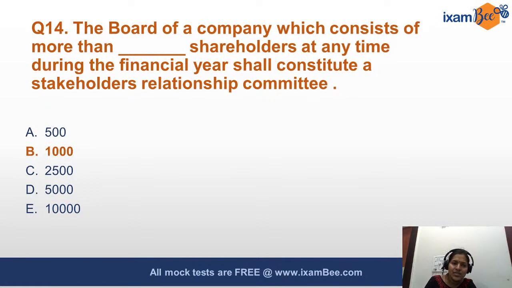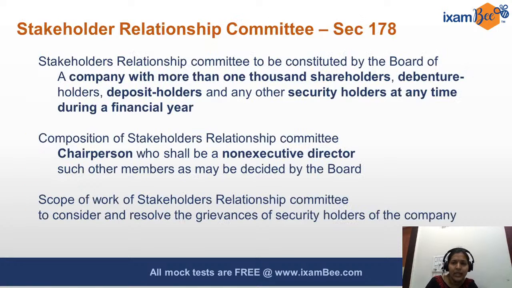So it is 1,000. If a company has more than 1,000 stakeholders during a financial year, then they need to have a stakeholder committee. This is given under Section 178. A company with more than 1,000 shareholders, debenture holders, deposit holders, or any kind of security holders at any time during a financial year needs to constitute a stakeholder relationship committee. The chairperson should be a non-executive director, and any other members as decided by the board. And what is the work of this committee? The work is to consider and resolve the grievances of the security holders of the company.